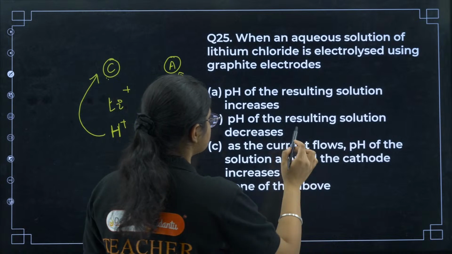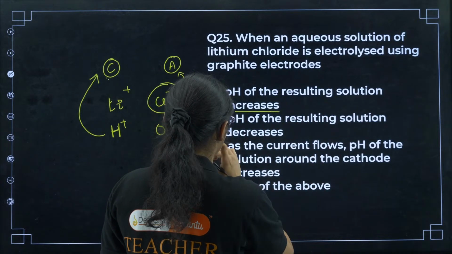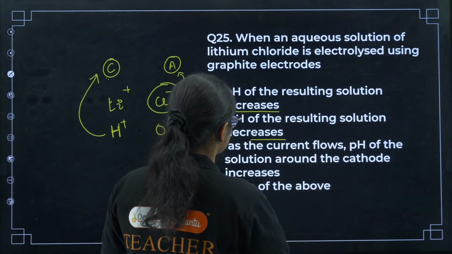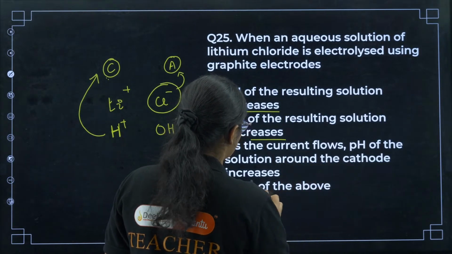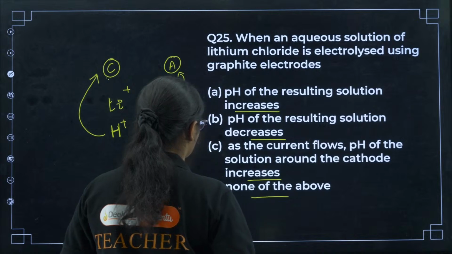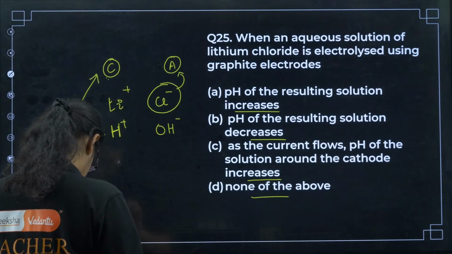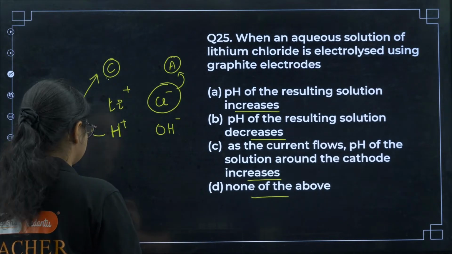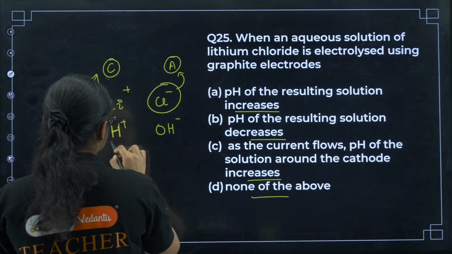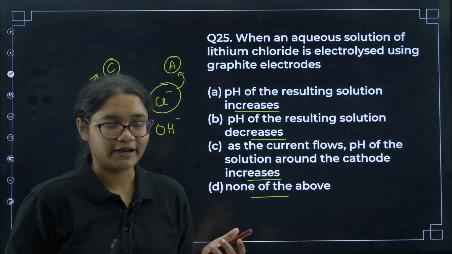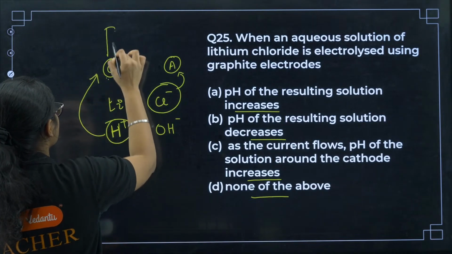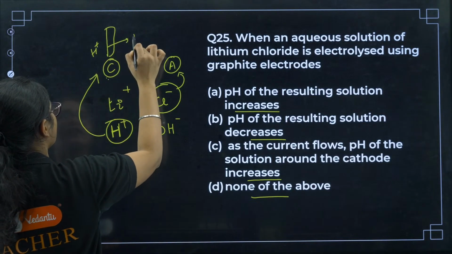Okay, one second. pH of the resulting solution increases, pH of the resulting solution decreases, as the current flows pH of the solution around the cathode increases, and none of the above. So yes, 25C. Towards the cathode H plus will move, right? So H plus will undergo reduction. Near the cathode H plus will get converted to H2, right?